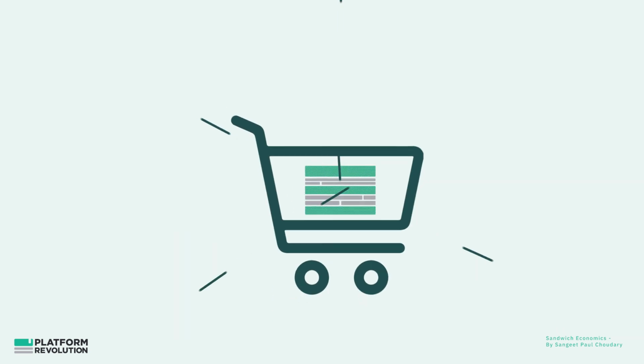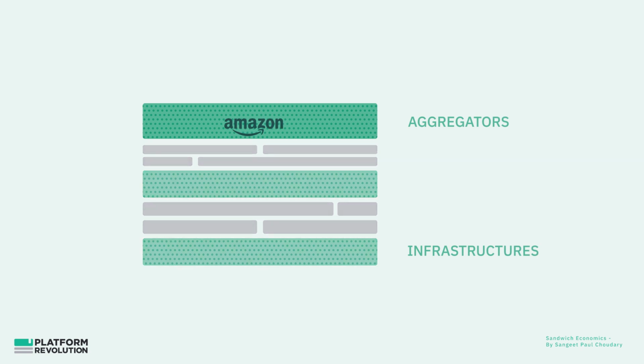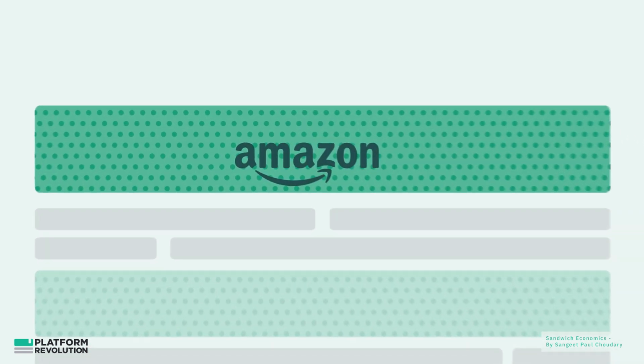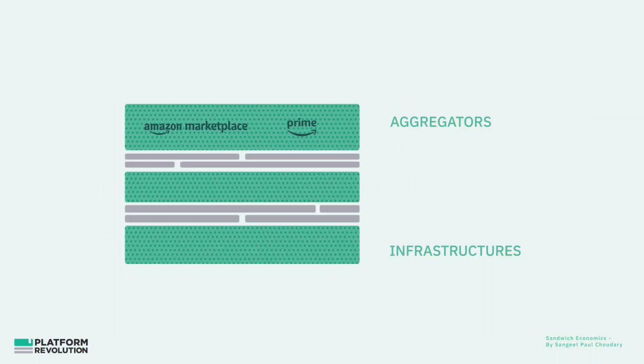Let's look at examples in online commerce. Amazon has established a dominant aggregator position through Amazon Marketplace and Amazon Prime. Merchants are increasingly sandwiched between this aggregator position and Amazon's warehousing and logistics infrastructure services. In contrast, Shopify acts as an infrastructure for e-commerce merchants and pursues partnerships with aggregators like Facebook and TikTok to gain strong positions across the sandwich.